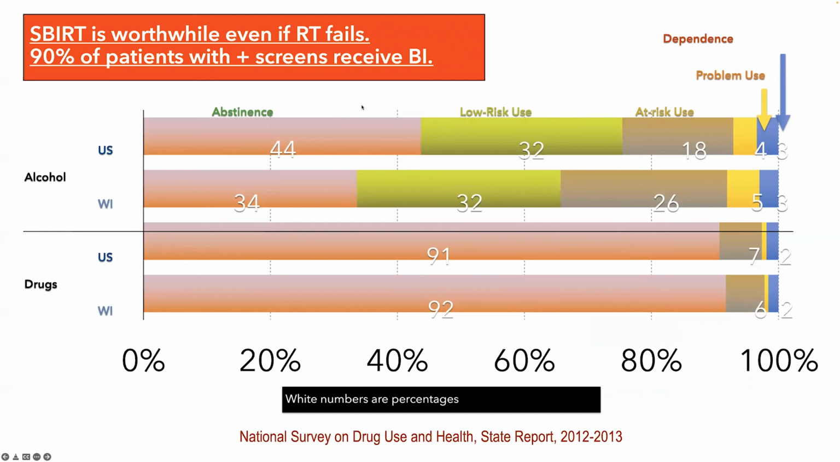So who will benefit? Who will benefit from SBIRT? Who will benefit from SBIRT are the people who are at risk, problem use, or dependent. Dependent persons, again, those are the people we tend to know about. So it's that at risk and problem use where we really see the benefits of SBIRT. Those are the people that we might not know about.